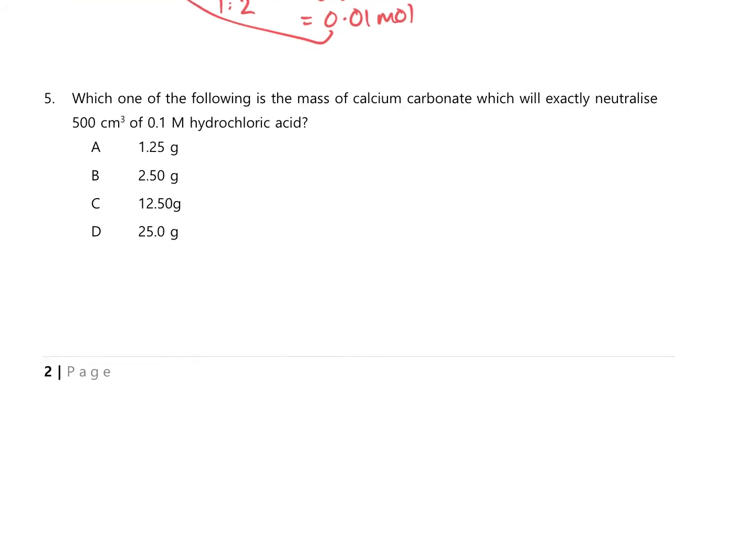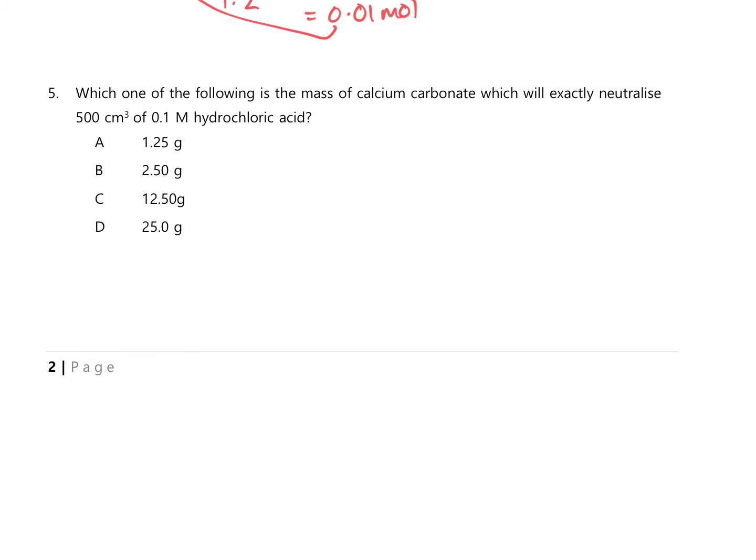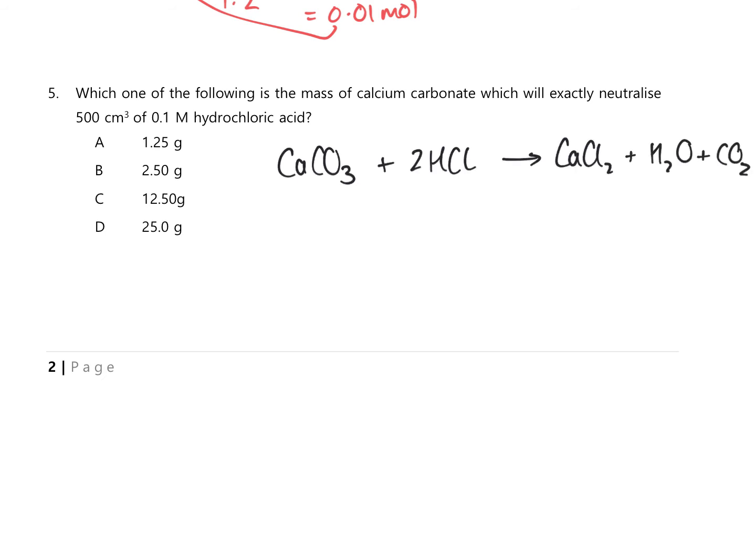Question number 5 then. This was almost like a reacting amounts calculation. So you had to write a balanced symbol equation first of all. And that's really important because it gives us our correct ratio. And they will throw in an answer there that will be the correct one if you didn't balance your equation. So be careful about that. So calcium carbonate plus hydrochloric acid gives calcium chloride plus water plus carbon dioxide, and you need 2 HCl here.